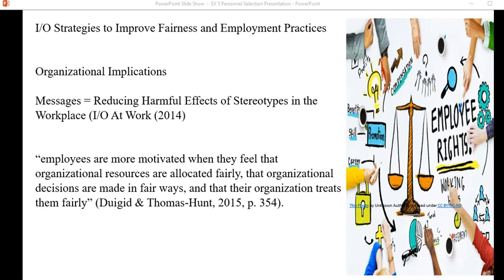Overall, strategies by organizations should be implemented at the onset of the selection process and be reaffirmed periodically and routinely during the employee's tenure at the organization. This will increase employee motivation and the perception of being treated fairly by the organization.